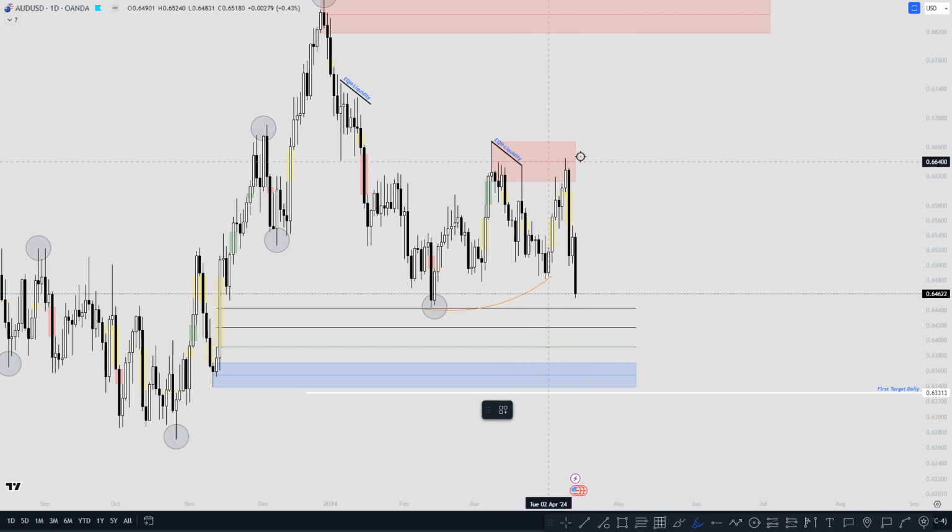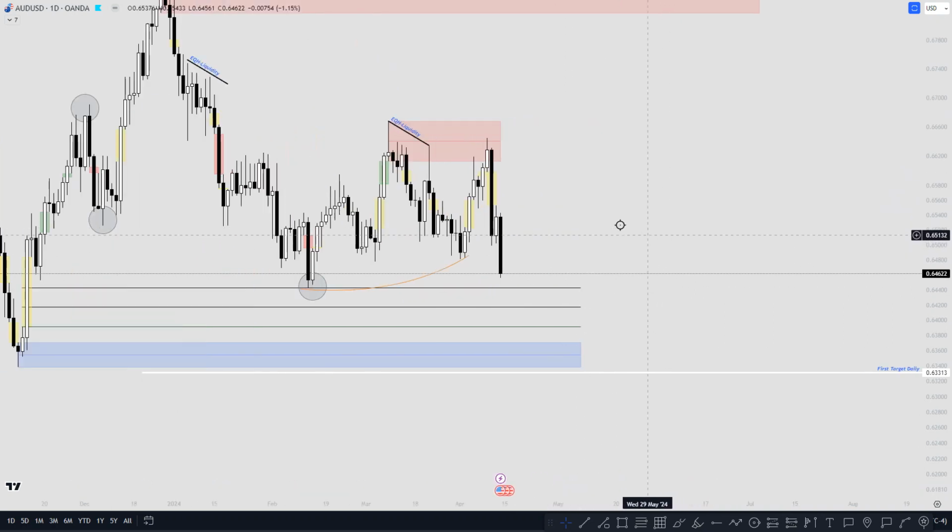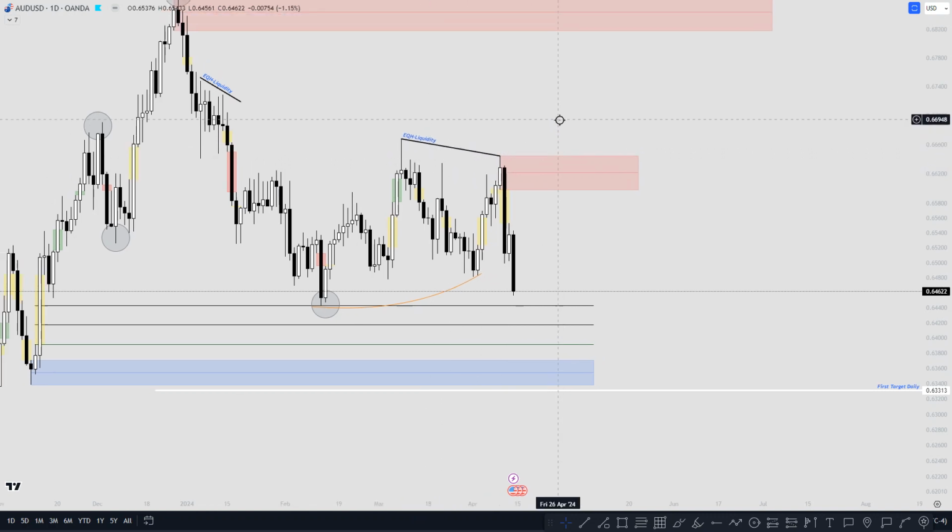It might respect this supply zone and start to go down, or it also can have a chance to sweep this equal high liquidity here. But as you can see, price just respected this supply zone and pushed the price down. And actually, you can see somehow price just gave us another new level of supply zone here. And this might be a new equal high liquidity here.